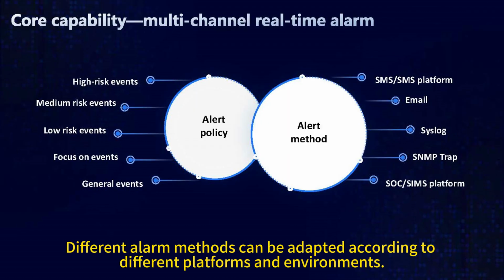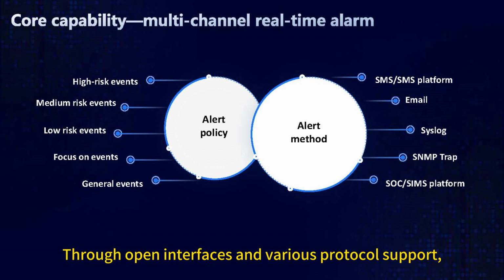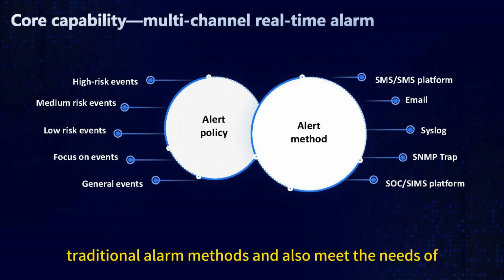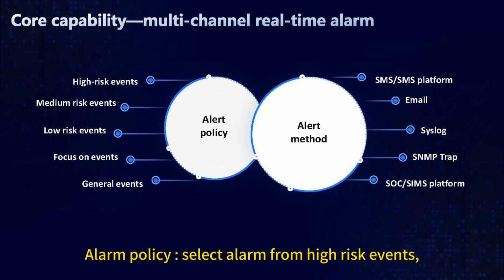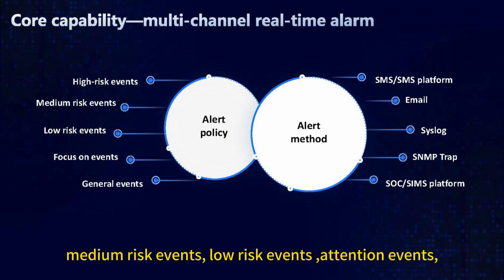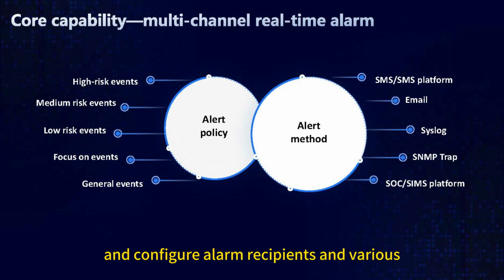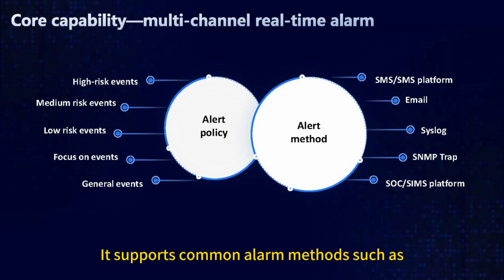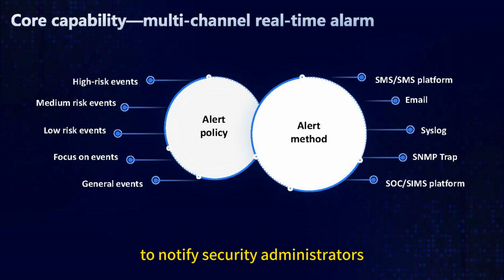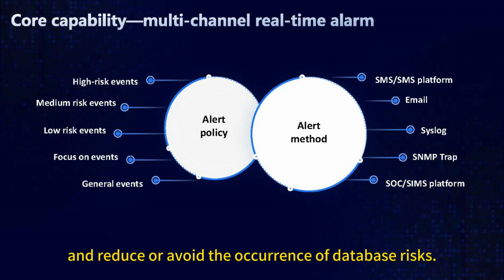Different alarm methods can be adapted according to different platforms and environments. Through open interfaces and various protocol support, it can realize traditional alarm methods and also meet the needs of platform docking. Alarm policy: select alarm from high-risk events, medium-risk events, low-risk events, attention events, general events, and configure alarm recipients and various notification methods at the same time. It supports common alarm methods such as SMS and email to alarm the audited risks, to notify security administrators to deal with them in time, and reduce or avoid the occurrence of database risks.